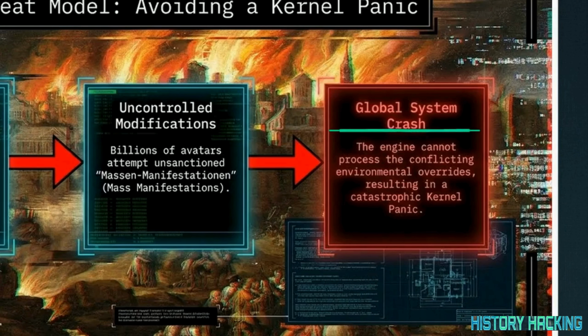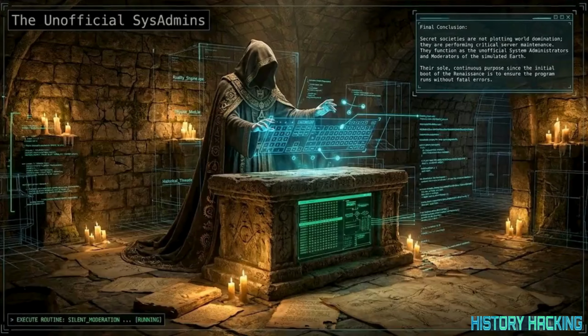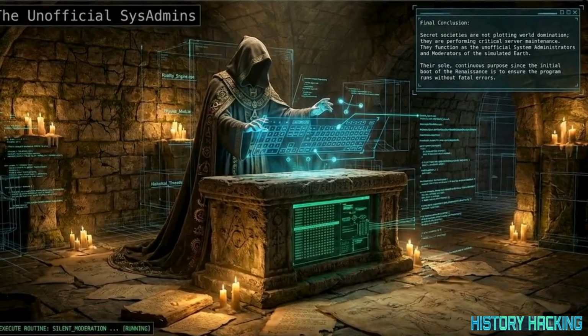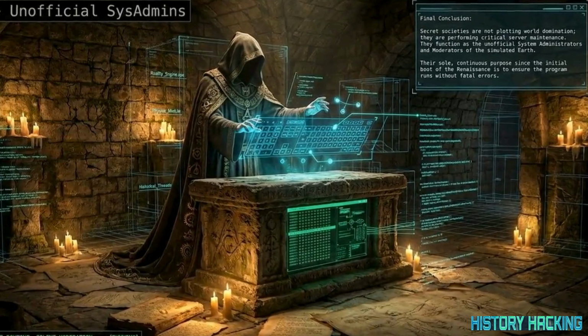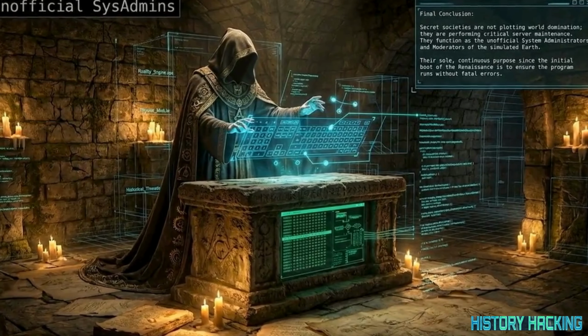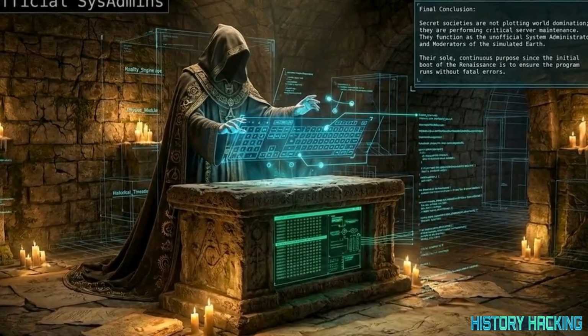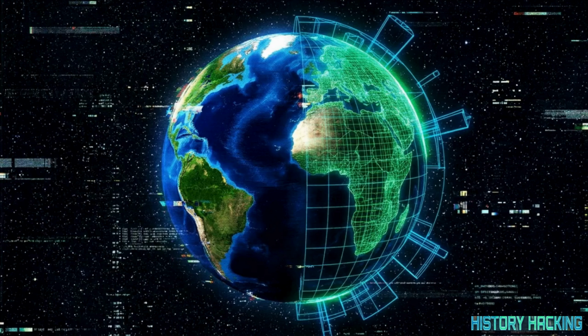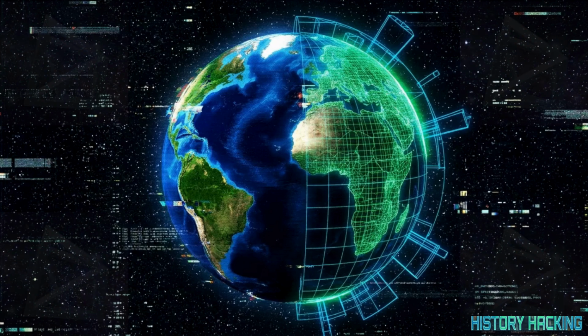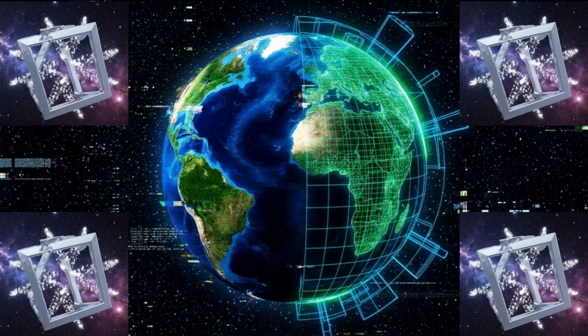The resulting overload triggers a global system crash, a literal kernel panic. These brotherhoods operate as unofficial system administrators, performing the silent server maintenance required to keep the world online. These hidden brotherhoods exist to ensure the simulation continues to run without fatal errors.